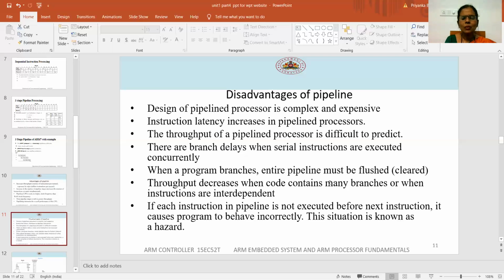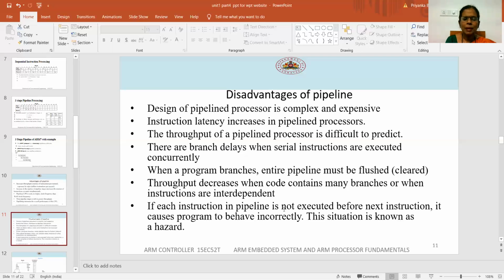Throughput decreases when the code contains many branches. So if the code has a large number of branch instructions, every time it is decoded and branches to some place, executes those instructions, and comes back. So by doing this, the throughput decreases. So it is good for non-branching instructions. If there is a branch instruction, definitely the throughput decreases.